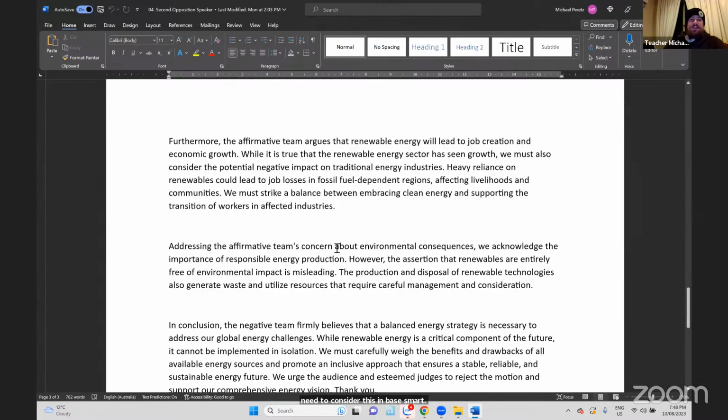Addressing the affirmative team's concern about environmental consequences, we acknowledge the importance of responsible energy production. So again, we're saying, yeah, they've thought about this, okay, but here's a reason why that's not such a good idea. However, the assertion that renewables are entirely free of environmental impact is misleading. So now we're turning around and saying, your point of view, it's not as clean as you think it is. So again, we're attacking their whole case. The production and disposal of renewable technologies also generates waste and utilizes resources that require careful management and consideration. So there's another cost involved in clean energy, which is how do we handle any sensitive materials properly?